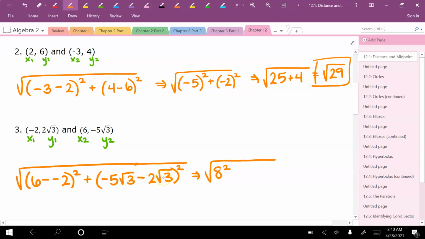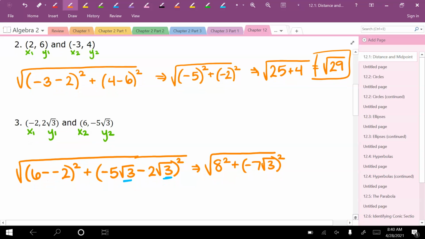Now for the second term here, because the radicals are the same, like I have square root of 3, square root of 3, I can combine the whole numbers sitting out front. So I can take negative 5 minus 2, which would be negative 7, and then square root of 3, and that's squared. So 8 squared is going to end up being 64. And with the negative 7 square root of 3, because it's squared, the negative 7 gets squared, and the square root of 3 gets squared.